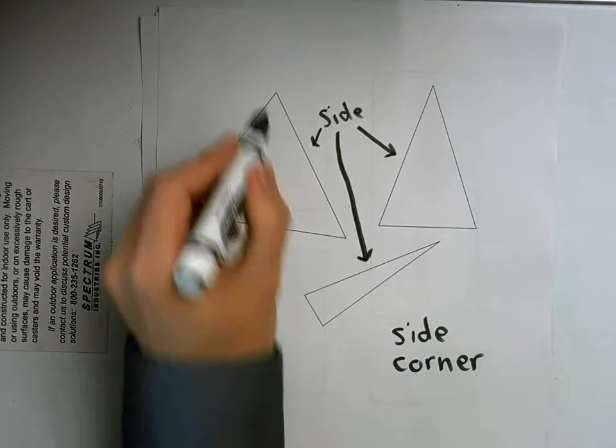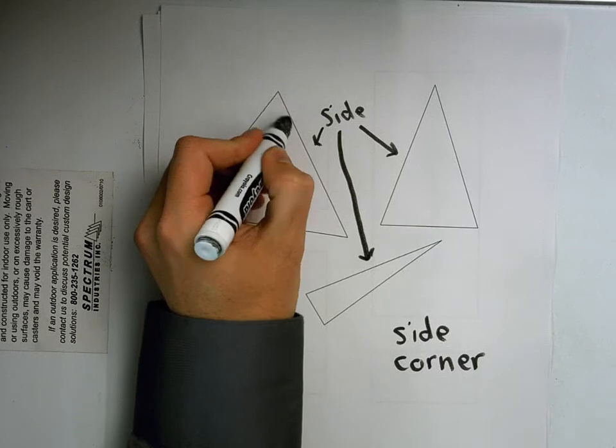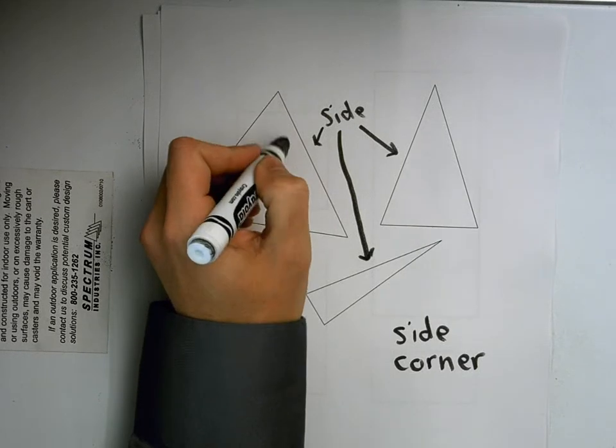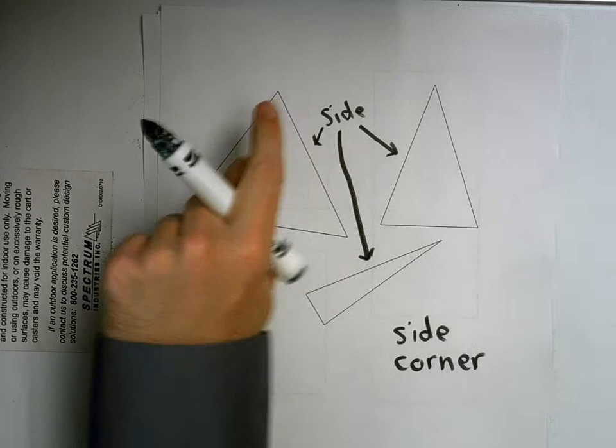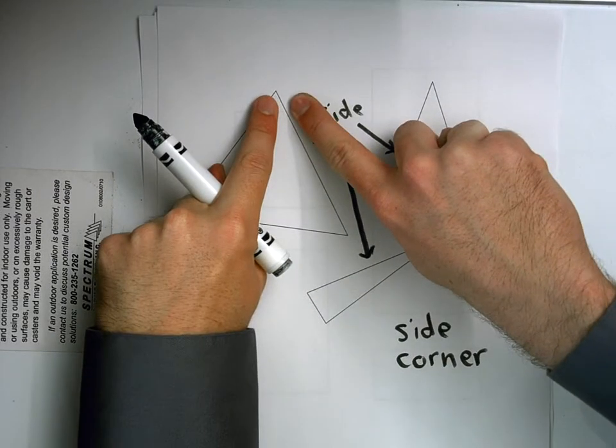A corner is the point where two of these sides come together. See how they meet each other? That is called a corner.